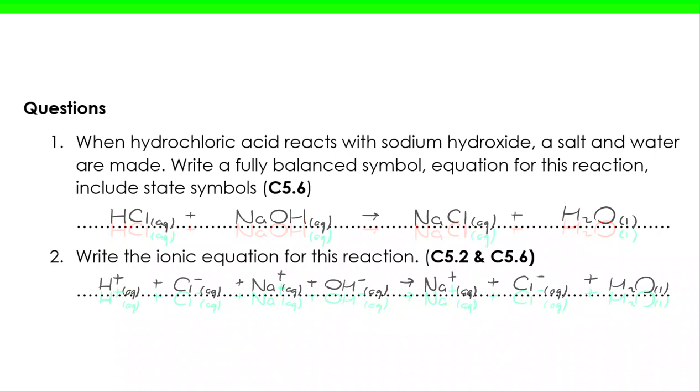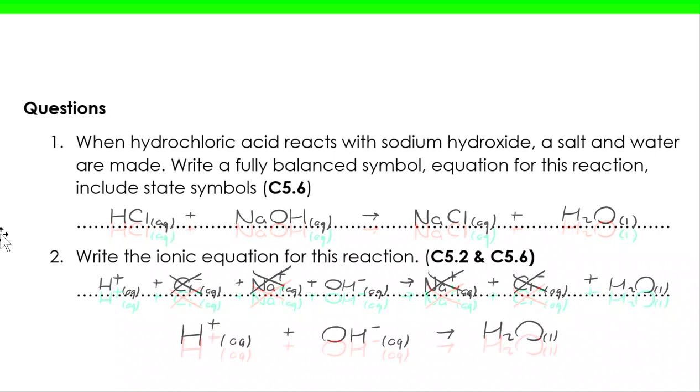What we then need to do is get rid of the spectators. We need to get rid of things that exist on both sides of the equation with no change to them. They don't have a part to play in the equation. So Cl- stays as Cl-, so let's get rid of that. Na+ stays as Na+, so let's get rid of that. And we're left with the overall ionic equation, which is what's left. H+ + OH- goes to H2O. And that is the ionic equation you will get every single time you do an acid-alkali neutralization.